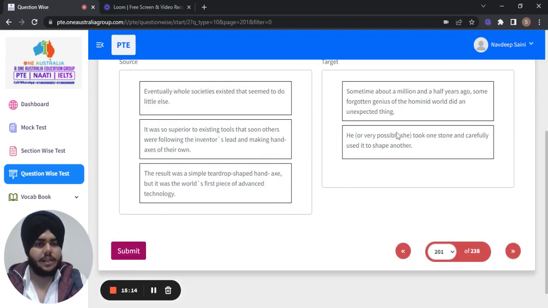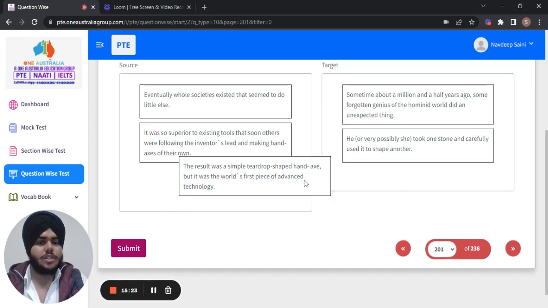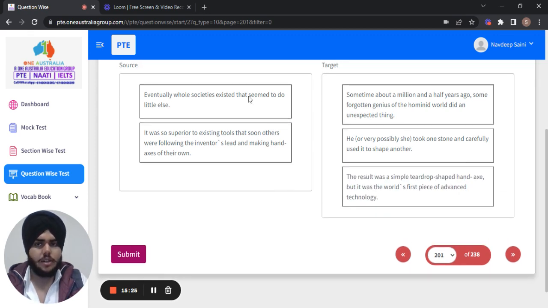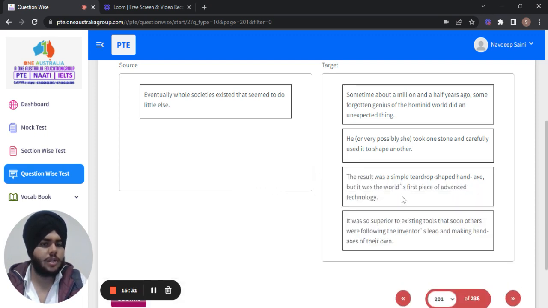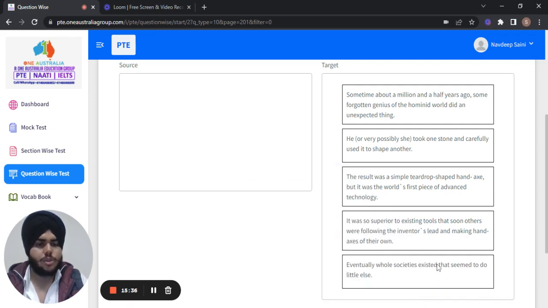It'd be the second line because they're talking about a genius. Then they're saying he or she took one stone, carefully used it to shape another. What was the result of it? What happened? This happened. It was so superior to the existing tools that soon others were following the inventor's lead and making hand axes of their own. Eventually, whole societies existed that seemed to do little else.